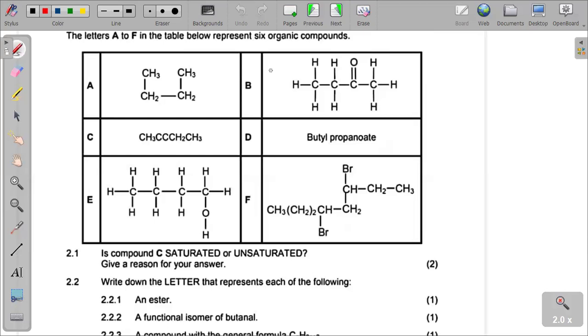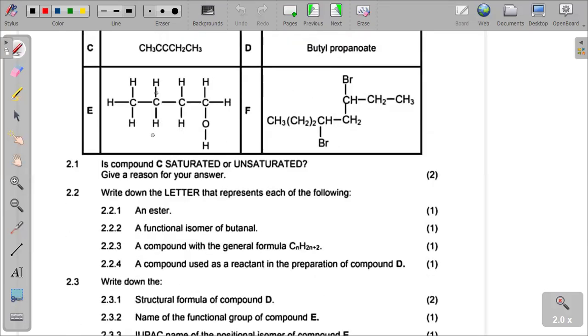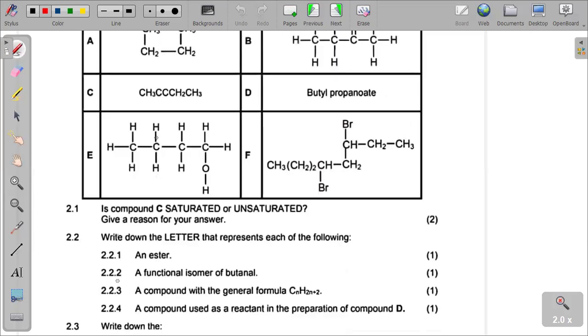We are giving a reason now. It is because it consists of a triple bond, or it has more than one bond on adjacent C atoms, right? So we have answered that in 2.1. So we are saying it's unsaturated because it has triple bonds. 2.2.1, write down the letter that represents each of the following.